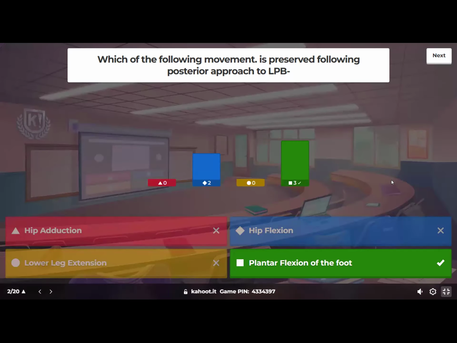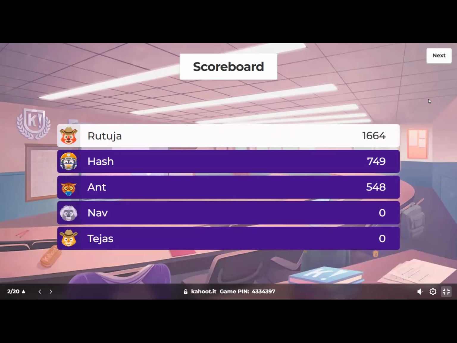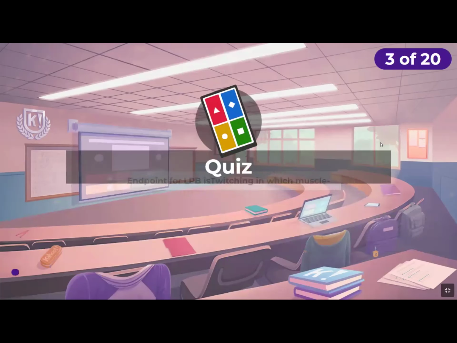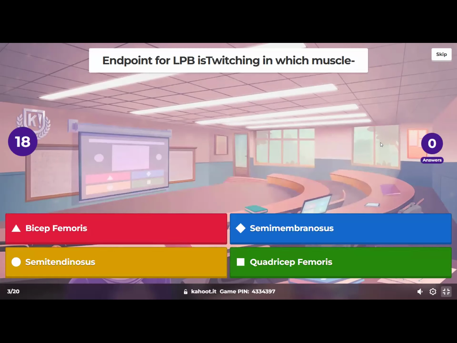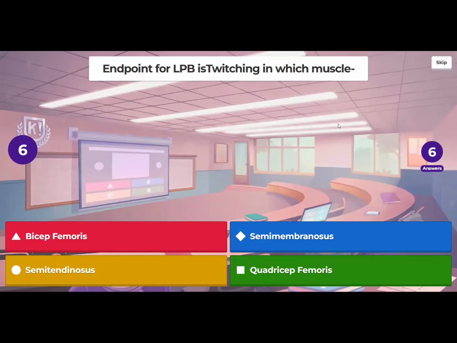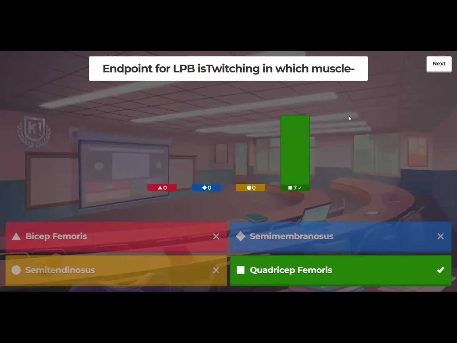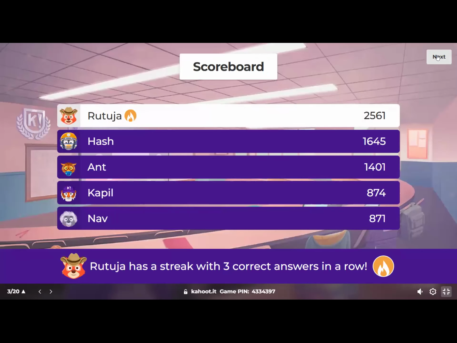So plantar flexion of the foot. That's the correct answer. A bit of confusion here. Okay, Rutuja is still topping. Endpoint for lumbar plexus block is... yes, all of you are correct: quadriceps femoris. So Rutuja is still leading.